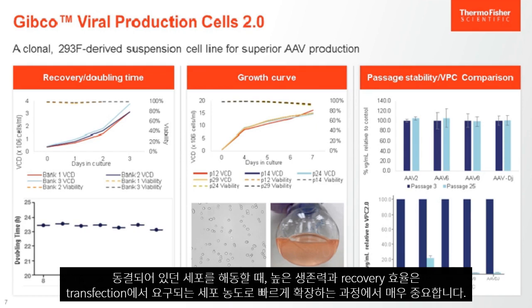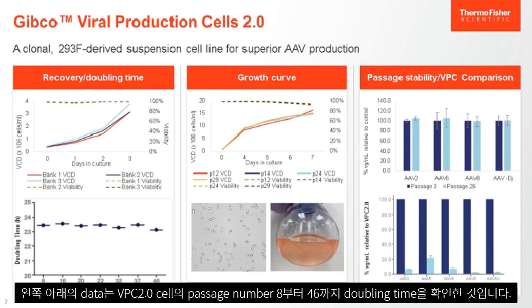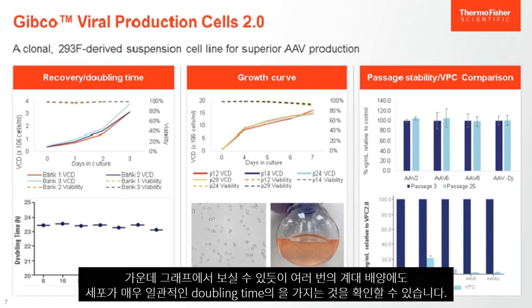Once again, this is critical to ensure that the cells come out of thaw with high viability, get into your seed train, and allow for rapid scale up to the densities required for transfection. Below that on the left-hand pane is the doubling time of the VPC 2.0 cell line, calculated across multiple different passages ranging from passage 8 to 46. So you can see, again, very consistent doubling times, cell growth parameters across a very broad range of cell passages.